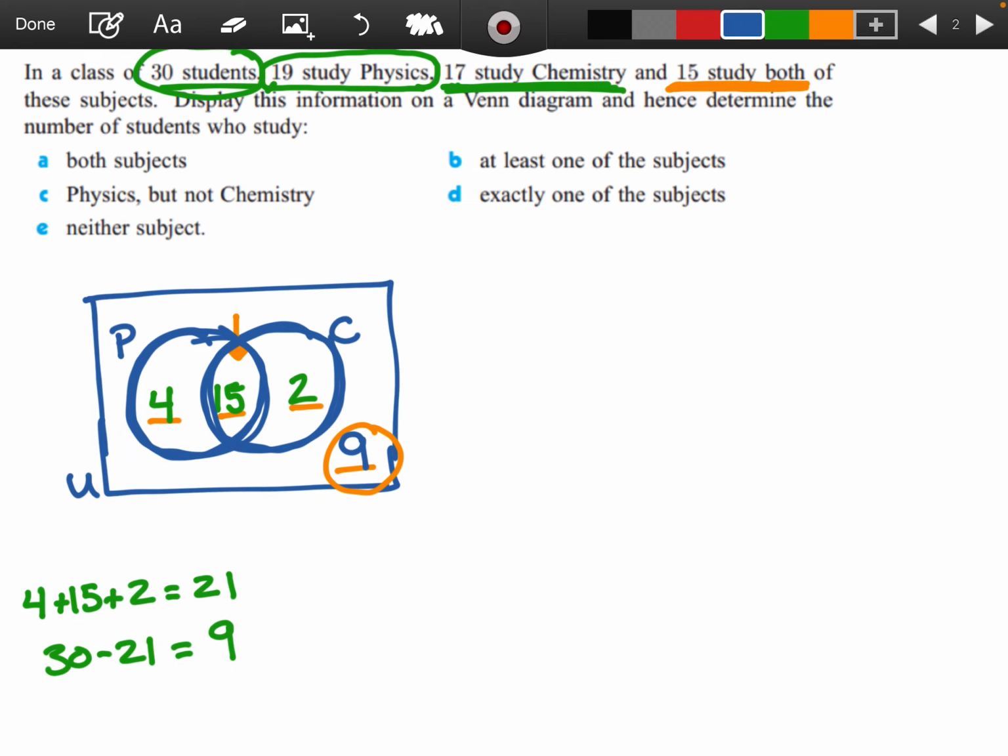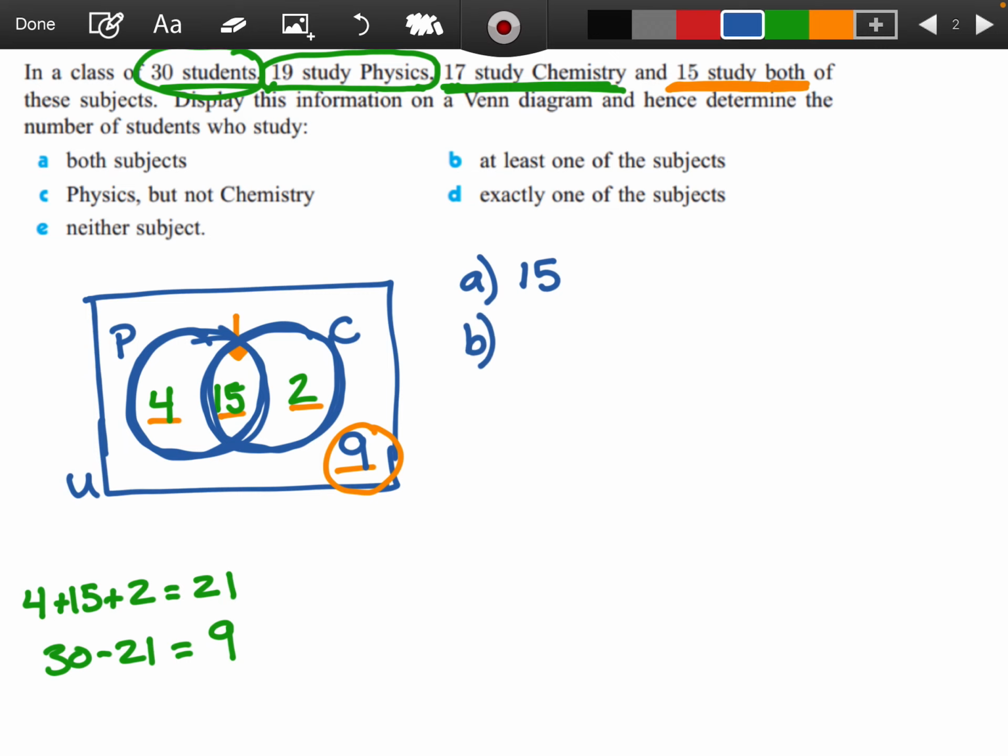So now that we have our Venn diagram constructed, we're going to answer the questions. So first question, how many students study both subjects? So both is that center number, so that's 15 students. B, how many study at least one?